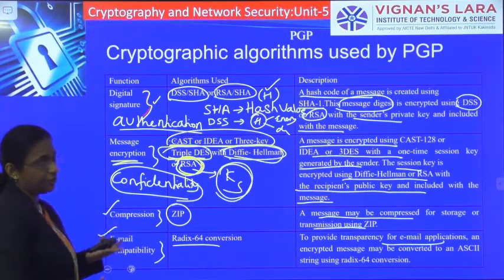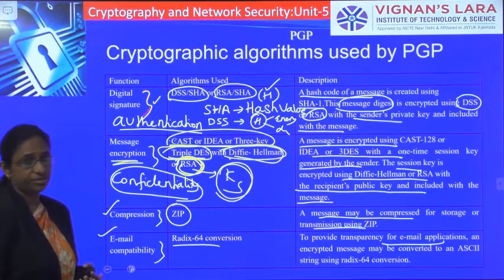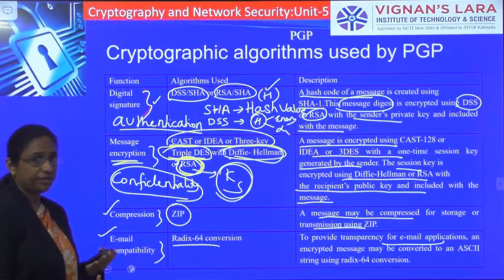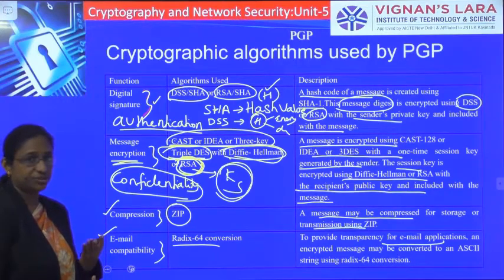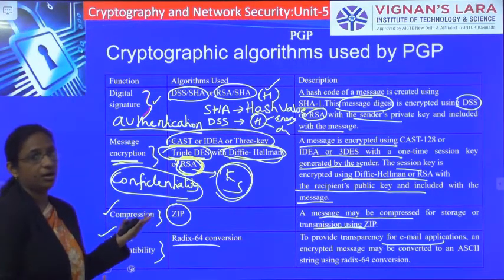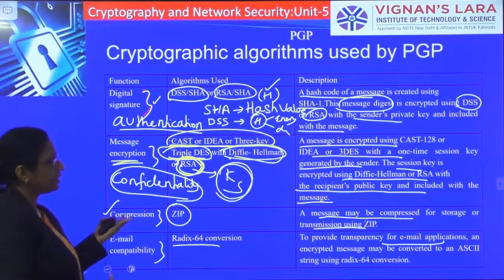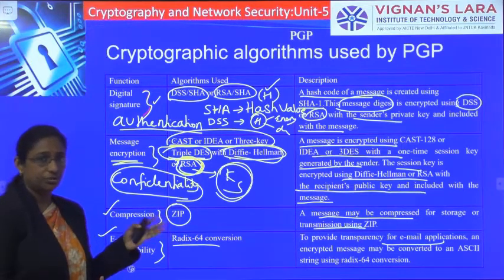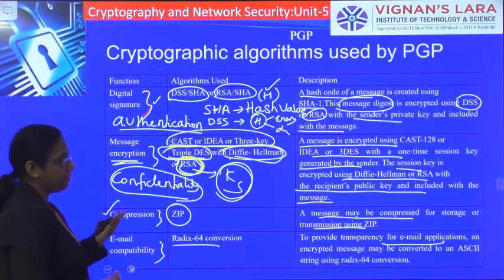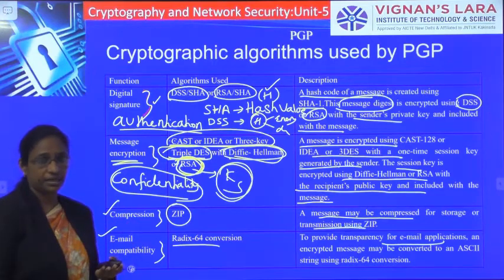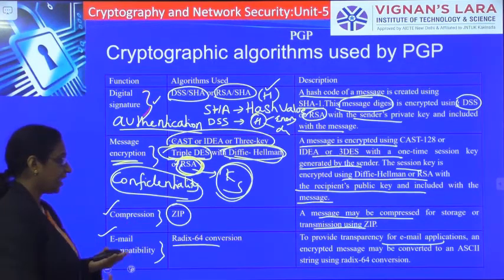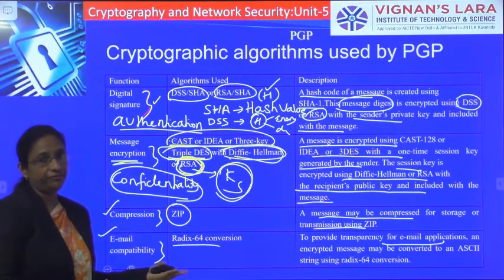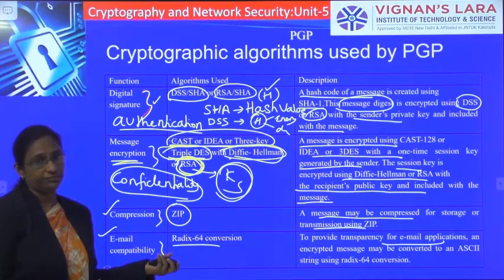For encryption and decryption of the message, the algorithms used are CAST, IDEA, or 3DES. Since these are symmetric key ciphers, whatever key is generated has to be sent secretly to the receiver. To do that key exchange, we will be using either the Diffie-Hellman or RSA algorithm. For compression, we will be using the zip algorithm, and for email compatibility, we will be using the Radix 64 conversion.